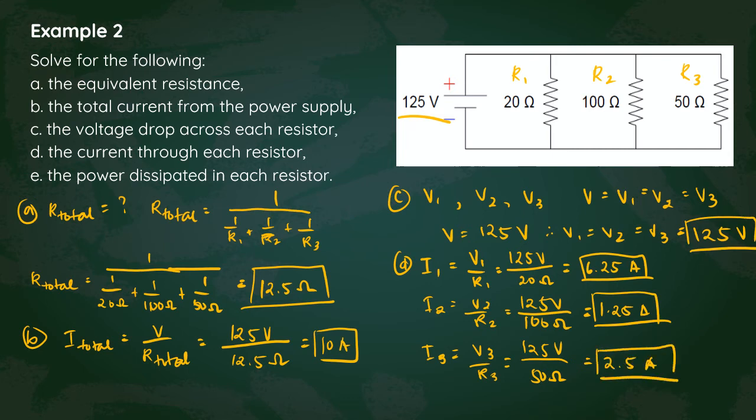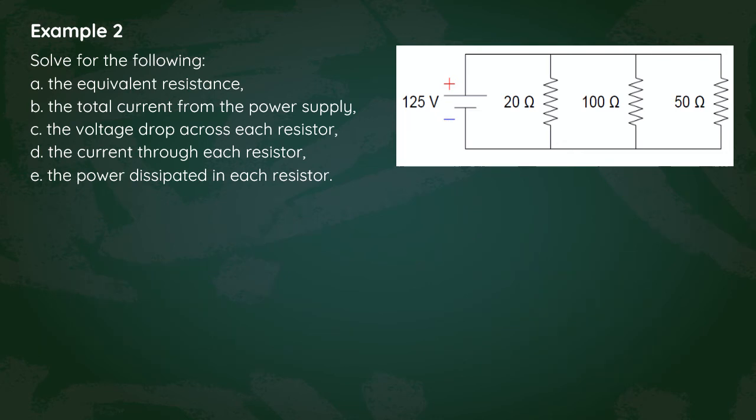Now, if you check it, the sum of the current that flows through each of the resistors will be equal to your total current, which is 10 amperes. So 6.25 plus 1.25 plus 2.5 is 10 amperes, which will help you determine if your calculations were correct. And for the last question in this example, what will be the power dissipated in each resistor?